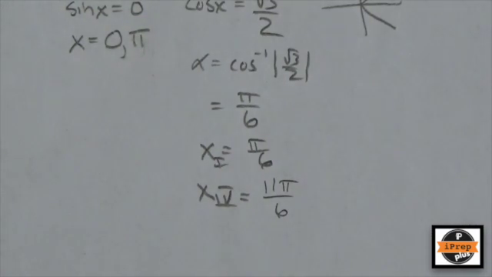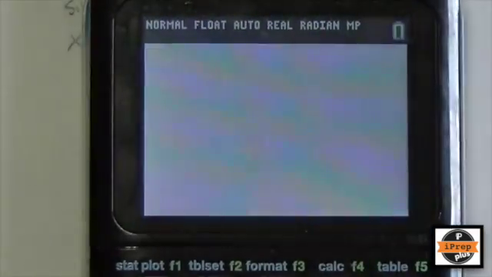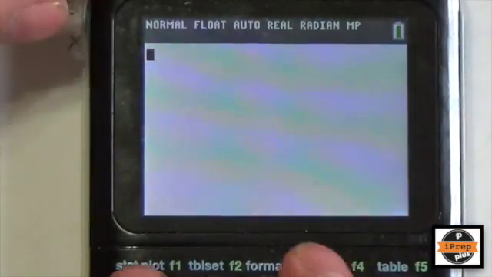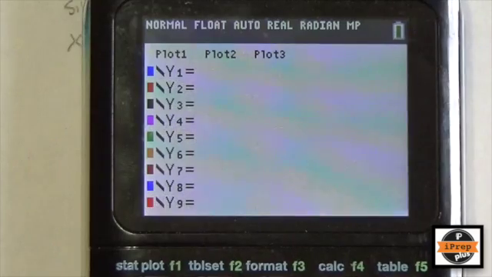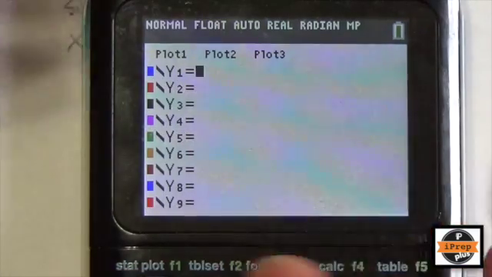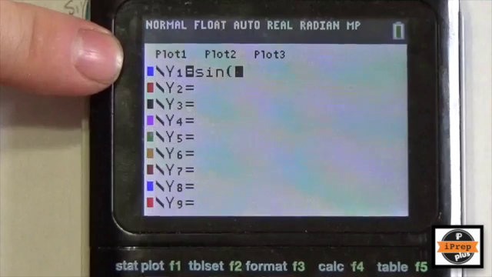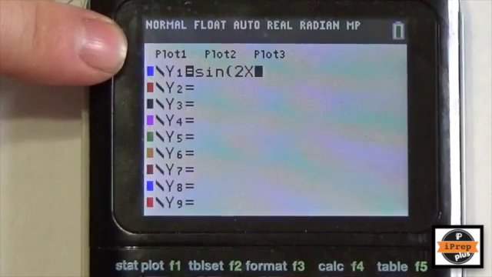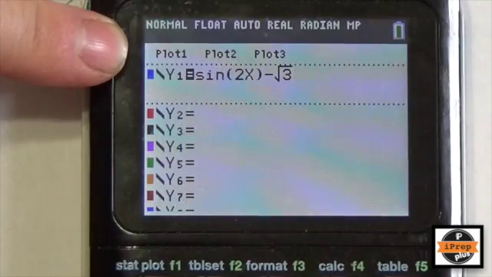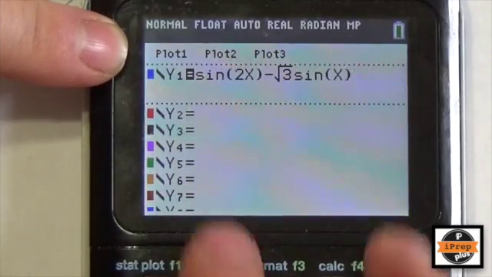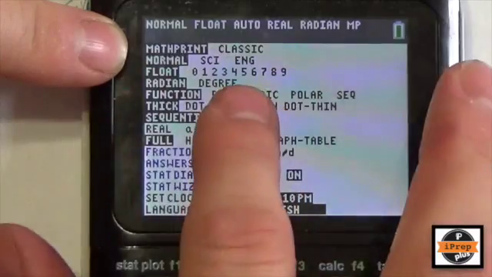Now the question also asks us to verify this is true using the calculator. Now we're just asked to verify that this is true, so I'm going to do this graphically. So what I'll do here is graph everything over to one side of the equation: sine of 2x minus the square root of 3 sine of x. I'm already in radian mode.